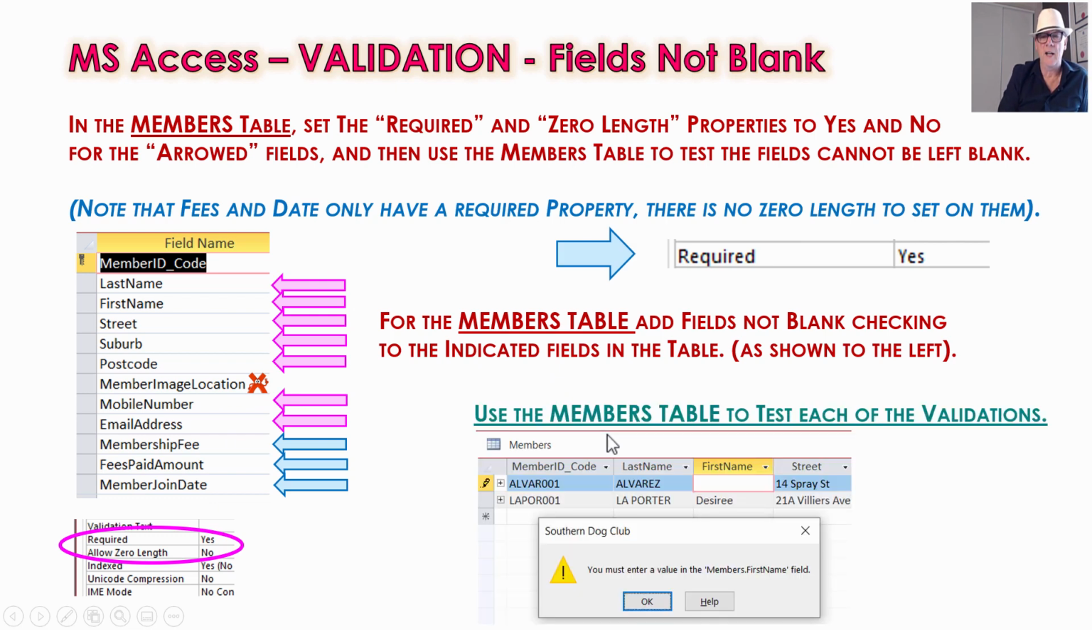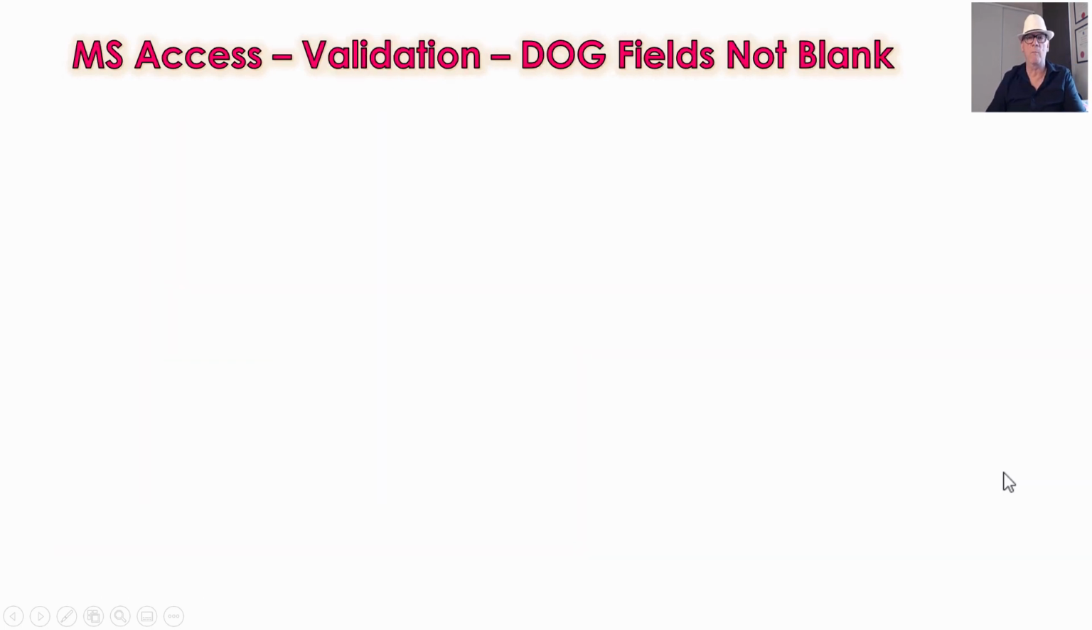Now, when you test the validations, like we've put one on first name here, blank first name out and try pressing enter, and it'll say you must enter a value in the member's first name. Try it out in all these pink and blue arrow fields, and make sure that none of those can be left blank. So we fixed the first problem in our database, which is people leaving stuff blank.